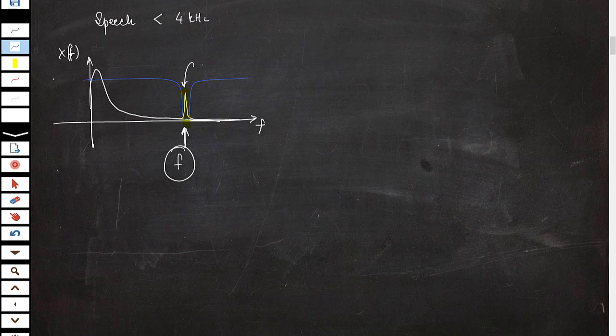So here everywhere the gain magnitude is 1, and just here the gain magnitude is 0. So once you multiply these two, you just get rid of this particular frequency.